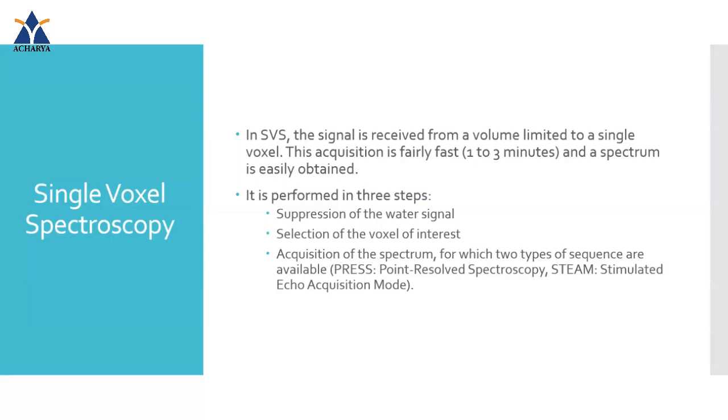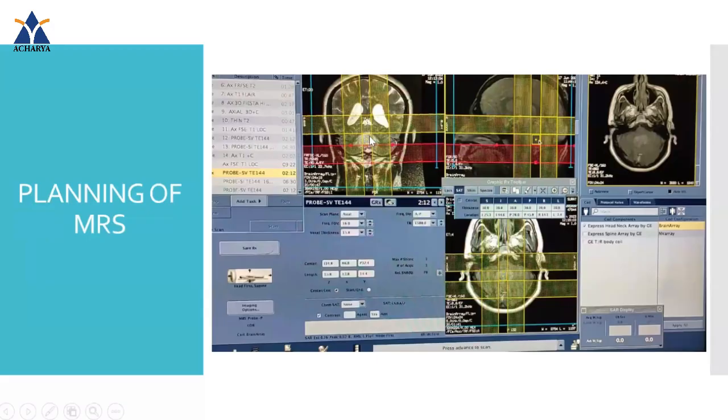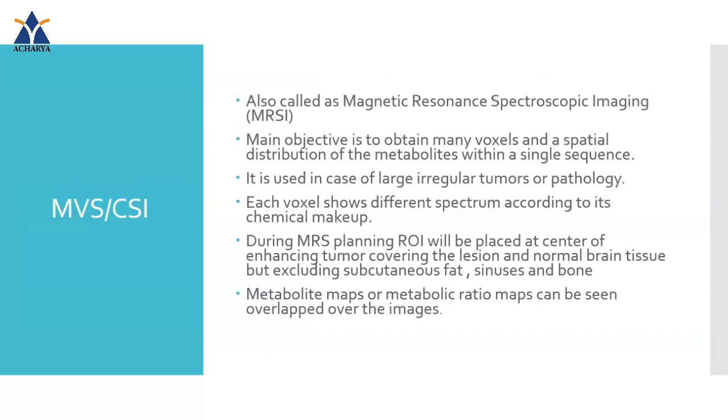First one is suppression of water signal by using CHESS or IR technique, as we studied earlier. Then you have to select the voxel of your interest. As this image is showing, this is the single voxel, you have to plan it on the pathology only, and the rest of the area is covered or suppressed by the saturation bands.